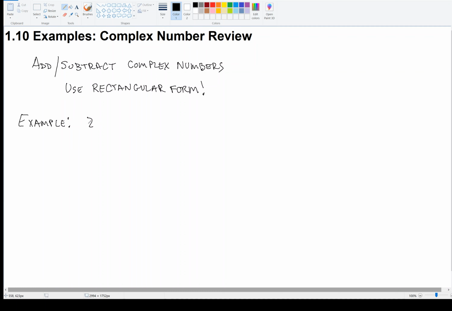Okay, let's say Z1 equals 3 minus j4 and Z2 equals 3 plus j4. Let's find Z1 plus Z2 and Z1 minus Z2.